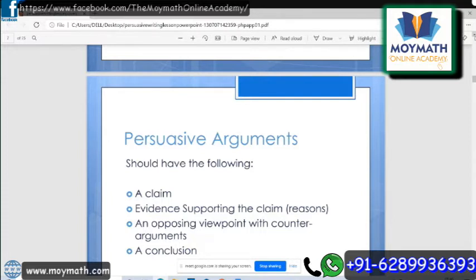Once again, please note this down, okay? A persuasive argument should have a claim and evidence supporting the claim. You should give the reasons, not only just give a claim like this. An opposing viewpoint with counter arguments. You can state it like this: it is generally stated that so and so product is very slow in features, but that is not true. In case you have a good internet connection, it works at a speed of, you can give that. So you must be ready with a counter argument and then with that, the conclusion. Okay.